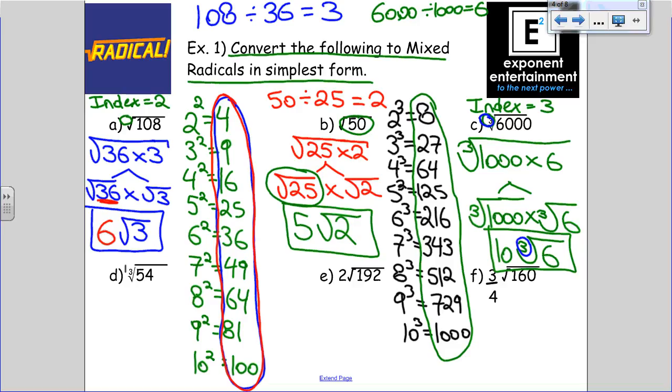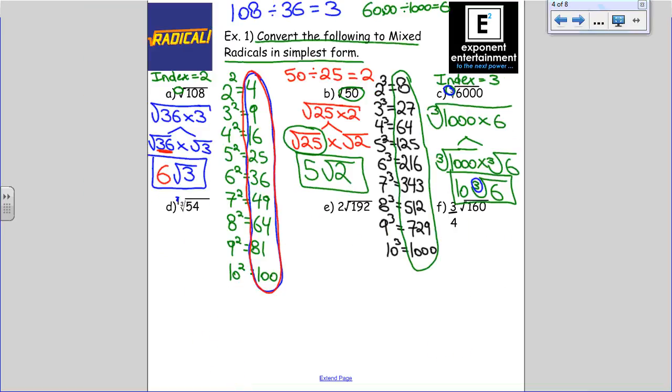Alright, D we're going to do. This little 1 here, that doesn't mean anything. That's a typo. That's just the cube root of 54. So to do the cube root of 54, you need to find the biggest cube that goes into 54. In our case, it's 27. 27 goes in 2 times. So we change that cube root of 54 to be the cube root of 27 times 2. That breaks up to be the cube root of 27 times the cube root of 2. The cube root of 27 is 3. So we have 3 cube root 2.